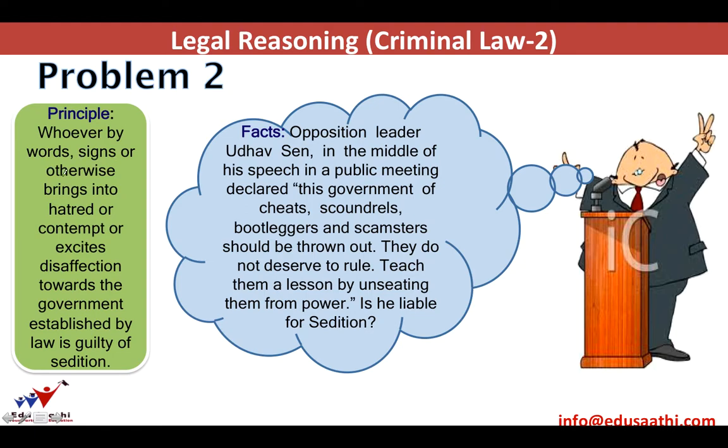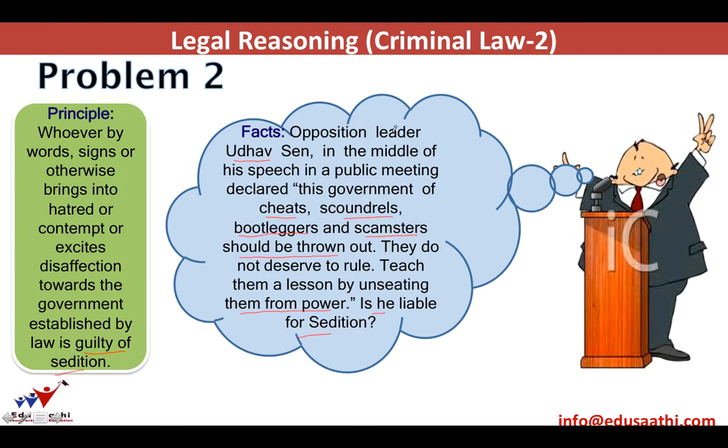Whoever by words, signs, or otherwise brings hatred or contempt or excites disaffection towards the government established by law is guilty of sedition. Facts. Opposition leader Udhav Sen, in the middle of his speech in the public meeting, declared, "This government of cheats, scoundrels, bootleggers, and scamsters should be thrown out. They do not deserve to rule. Teach them a lesson by unseating them from power." Is he liable for sedition?